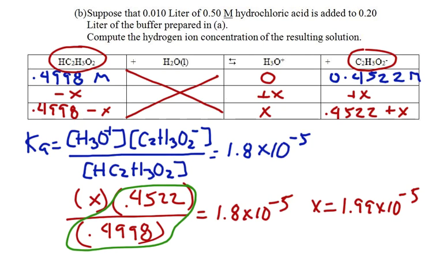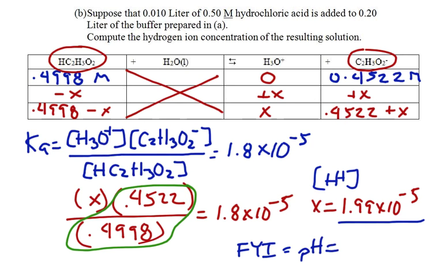Now, this x is my H plus concentration, and that's what the question is asking for. But, again, for your own information, if we took the negative log, that would give us the pH. And the pH in this case comes out to be slightly more acidic, 4.70, rather than the 4.74 we had before. And that's the end of this calculation.